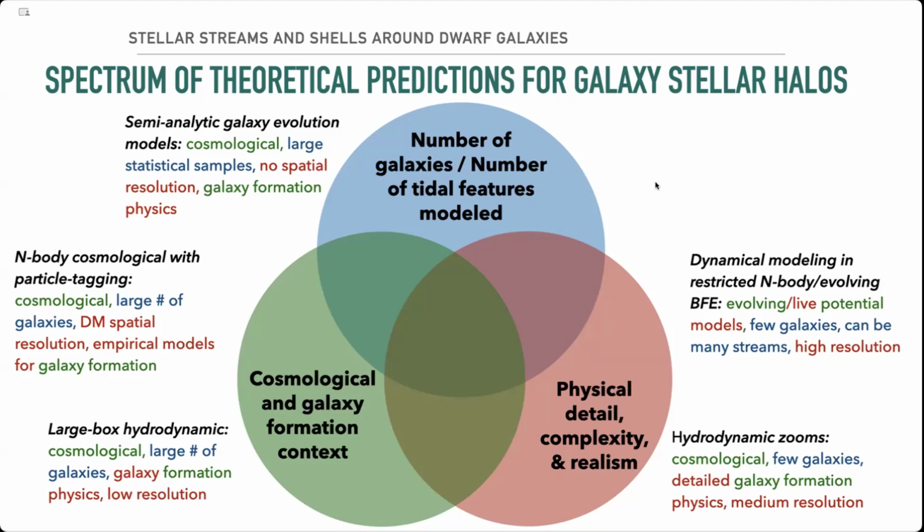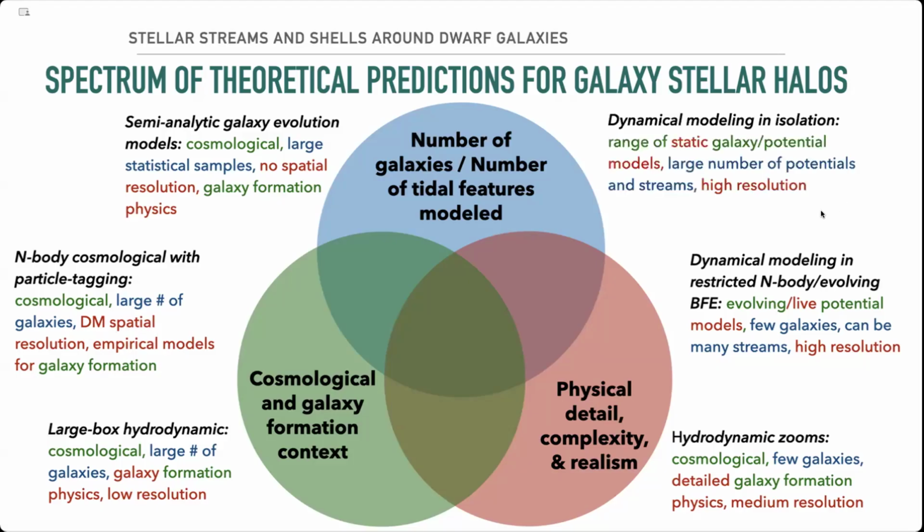And on the other hand, we have isolated halos, or isolated simulations, which are dynamical modeling in restricted N-body or evolving basis function expansion models, where you have either a live potential or you model how the potential evolves, and you add in basically test particles or tracer particles that would be your stellar structures.